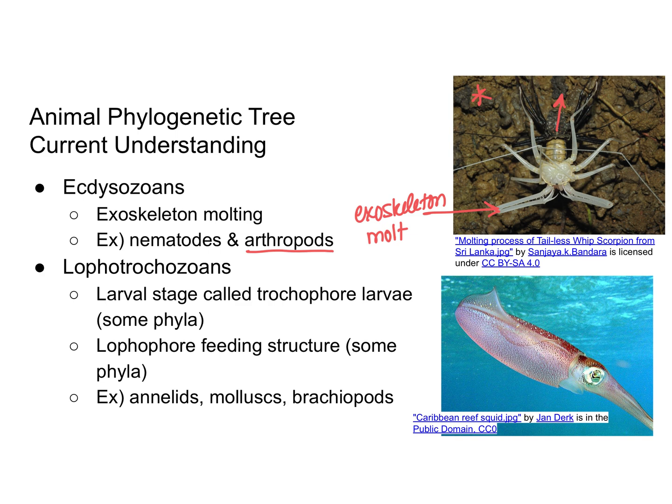Now the other group of animals, the ones that are not ecdysozoans, are lophotrochozoans. And they are classified based on one of these two characteristics. One of them is that in some phyla, they have a larval stage called a trochophore larva. And this is a free-living swimming larva.